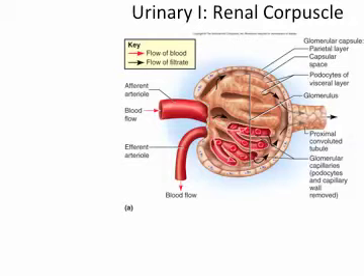Like I said, the afferent arteriole brings blood into the renal corpuscle. When the afferent arteriole is in the glomerular capsule, it has become the glomerular capillaries. So in the renal corpuscle, there are the glomerular capillaries, and then there's the glomerular capsule.